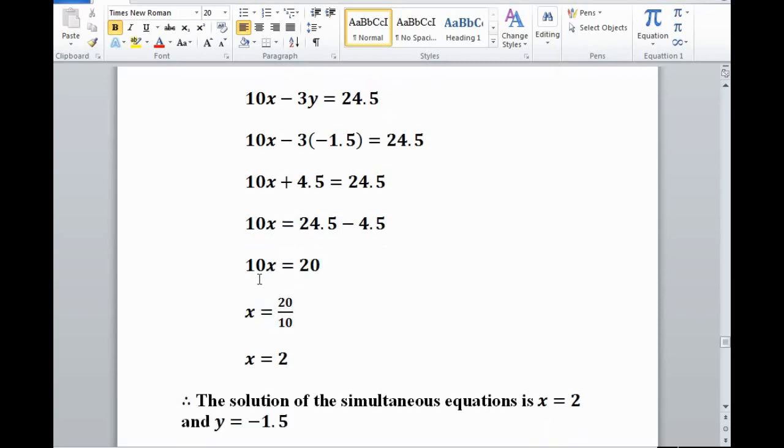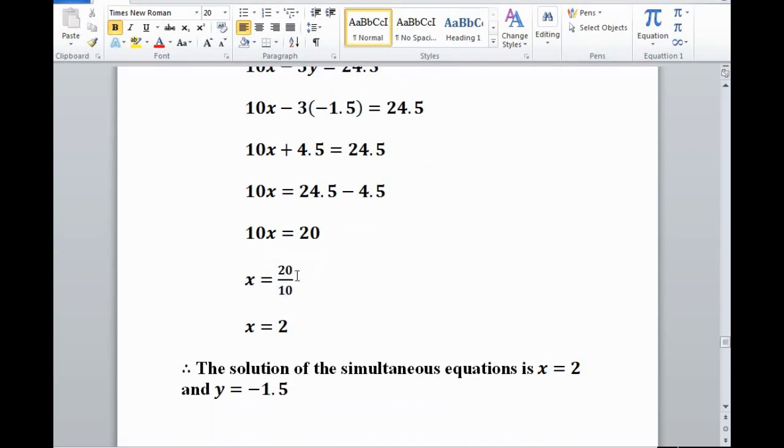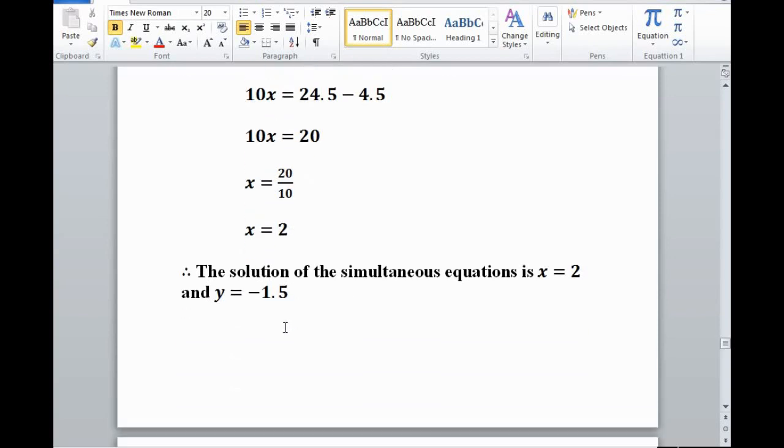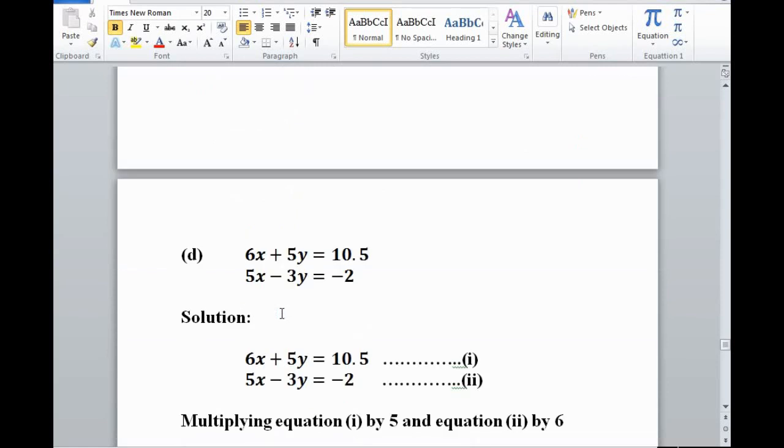And now to find x, let's take this 10 from left to the right side. So this equation becomes 20 upon 10, and 20 is divisible by 10, so 10 times 2 equals 20. So therefore the solution of the simultaneous equations is x is equal to 2 and y equals negative 1.5.